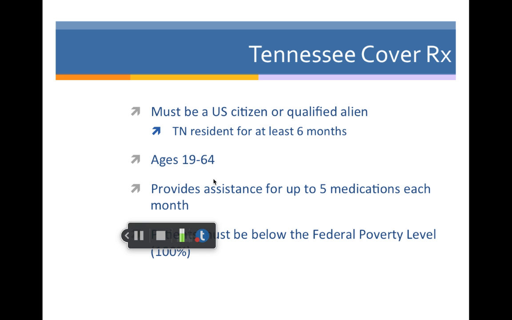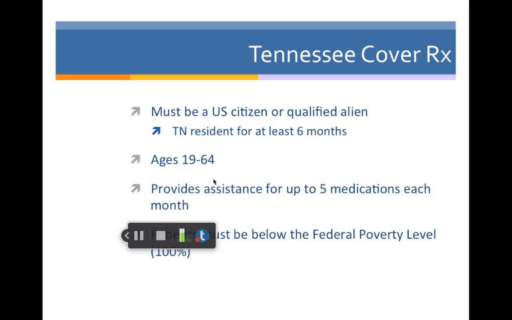What this program does is it provides assistance for up to 5 medications each month for a patient to provide them a significantly reduced copayment. If the patient has more than 5 medications that they need each month, the CoverRx will provide some level of assistance, but it's not nearly as reduced. Again, the copayments for these medications through CoverRx typically range from $3 to $5, and so that's why it's limited to only 5 medications each month.